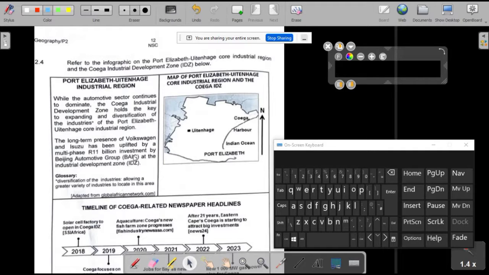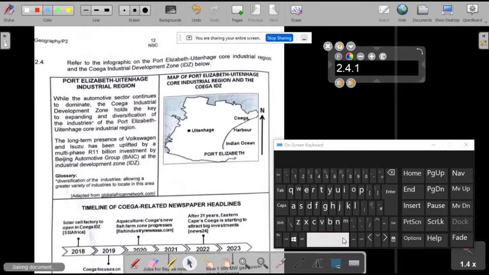Okay, all right. And then we have a map of the Port Elizabeth Uitenhage core industrial region, and of course the Coega IDZ as well. So there we go. And the Coega, of course, and also what's good is that they have the harbor. So that's a huge advantage, guys. The harbor is a huge advantage. That means you're going to be able to transport your goods internationally.